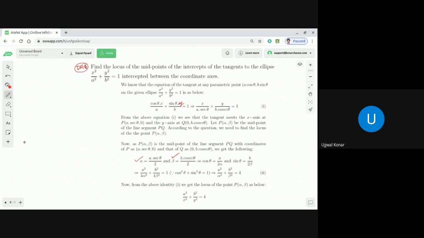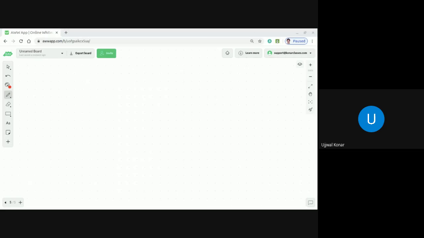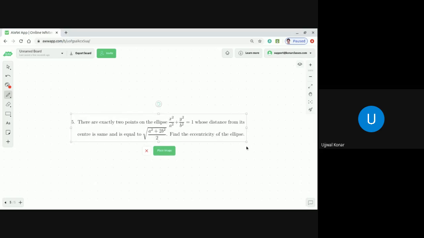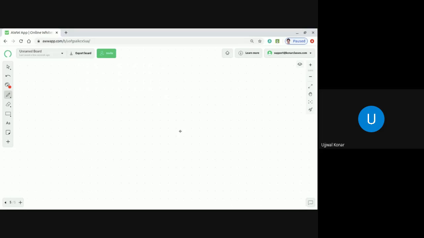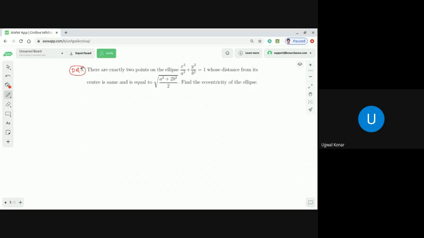Now let me come to the next one. The next question, dear students, question number 5. Descriptive question number 5. There are exactly 2 points on the ellipse x square by a square plus y square by b square equal to 1 whose distance from its center is the same and is equal to square root of (a square plus 2b square) by 2. We need to find the eccentricity of the ellipse.